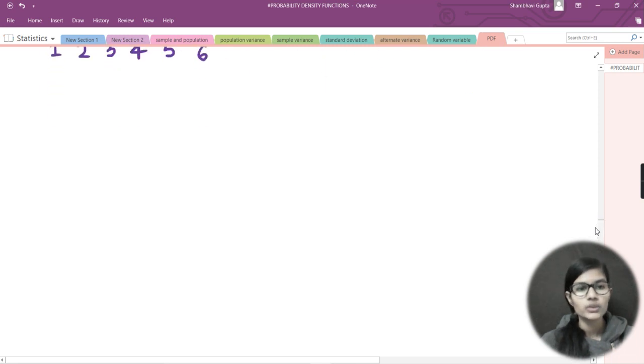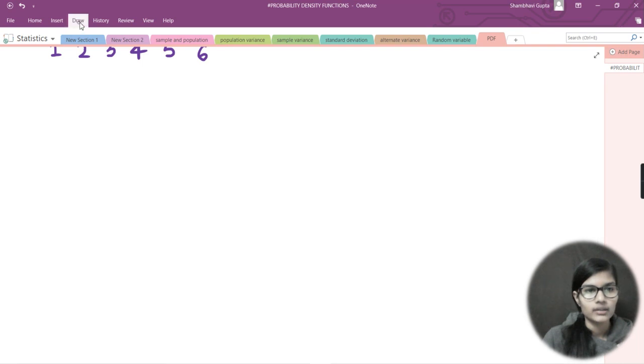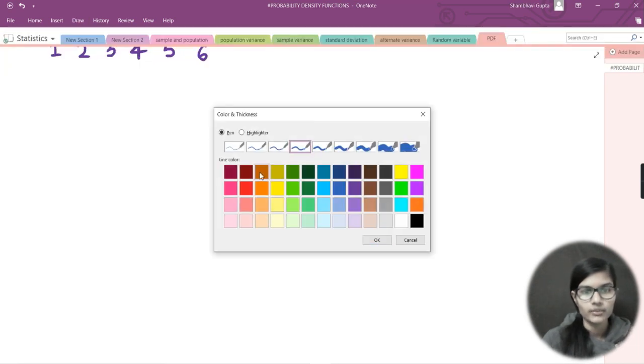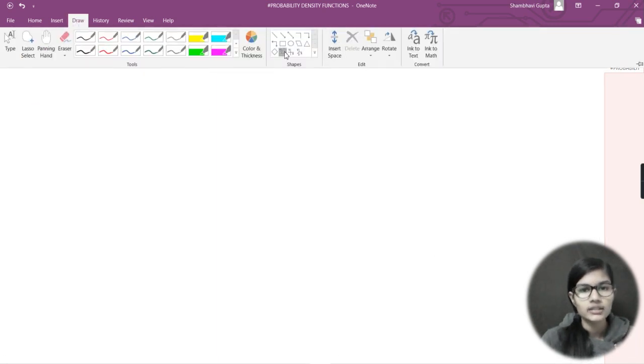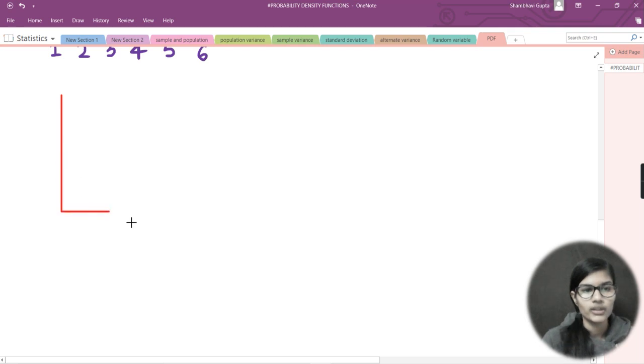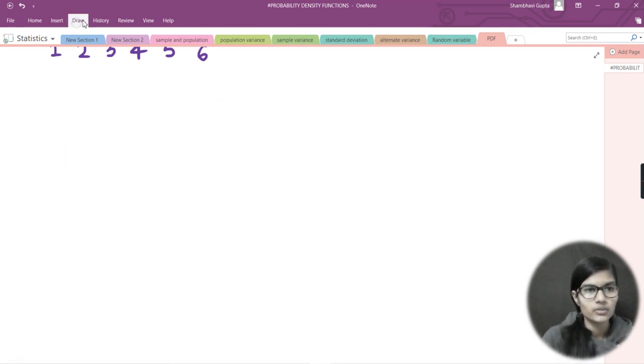Now, moving towards the third distribution, our third distribution is known as the normal distribution. I can't draw this distribution like this.